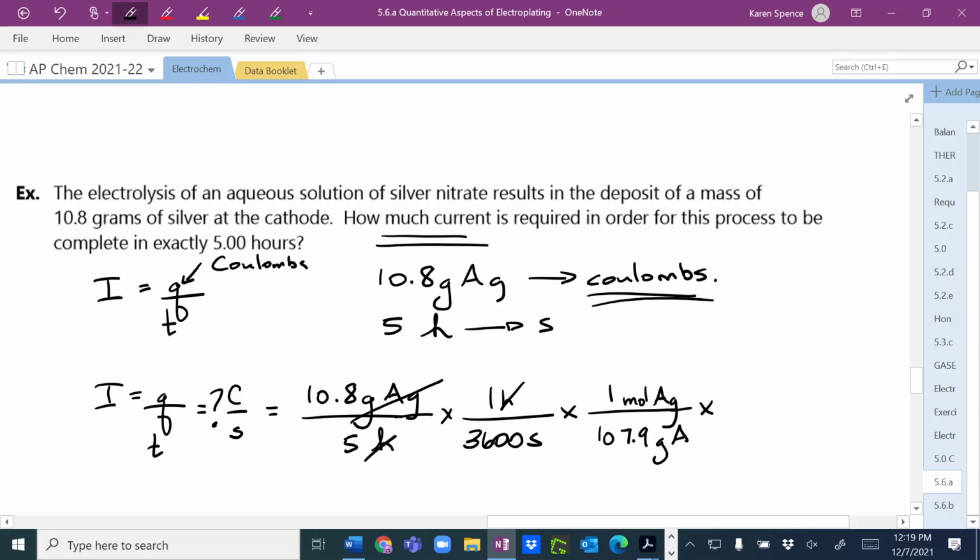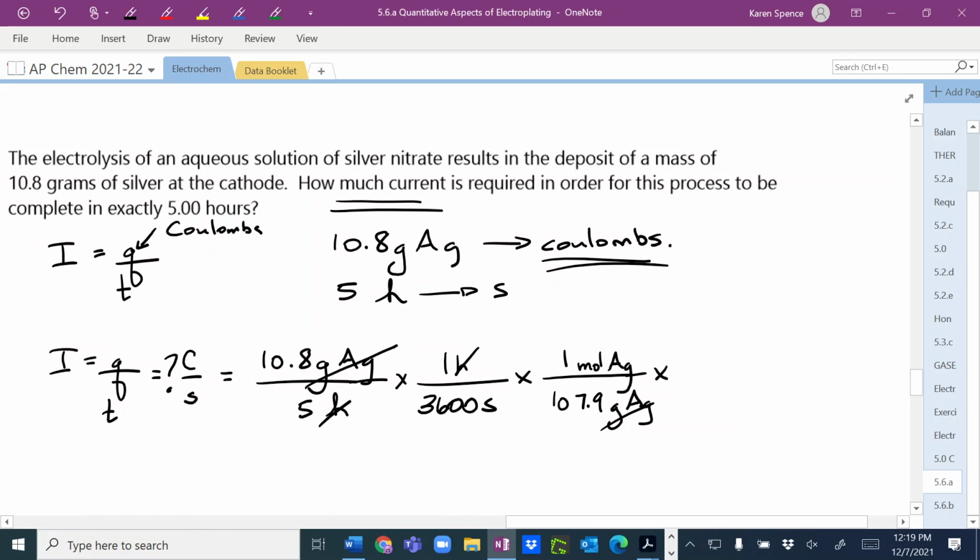Grams of Ag. There we go. That's better. Okay, what are we going to convert moles of silver into? Uh-oh, what did I forget to do? I forgot to do my balanced half reaction. What is my balanced half reaction?